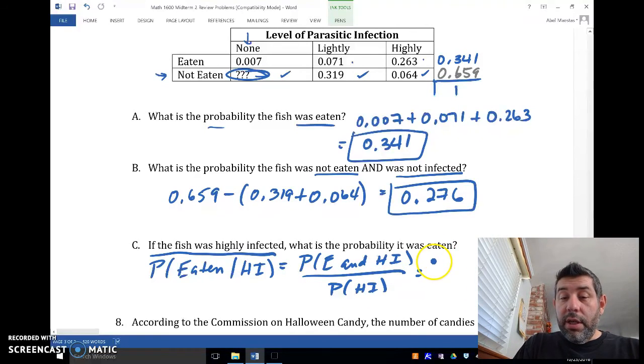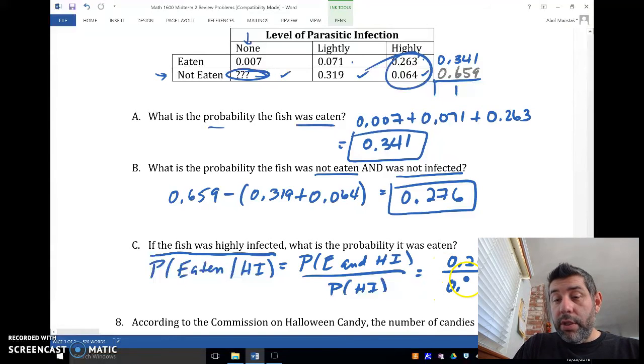So now we're going to have to plug that in. The probability that it was highly infected is the sum of these two right here. Okay, I just want to make sure you know where I got this next number coming up. 0.263 over 0.327. Now remember, I got 0.327 from adding these two highly infected numbers up there. So that's going to give me an answer of 0.8043, or if you want, 80.43%.